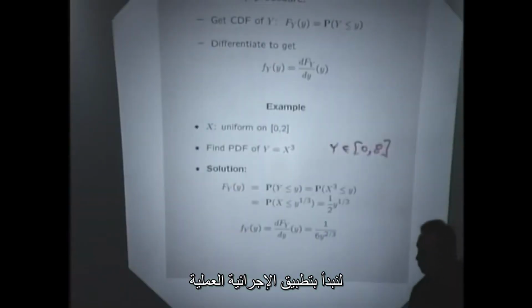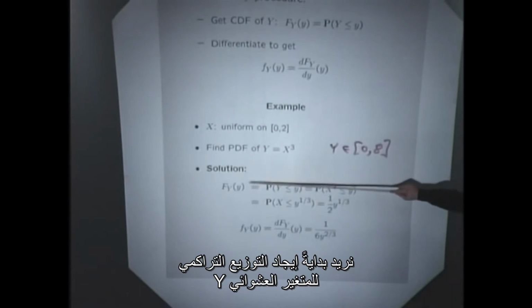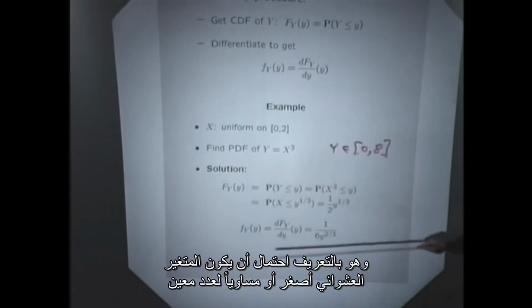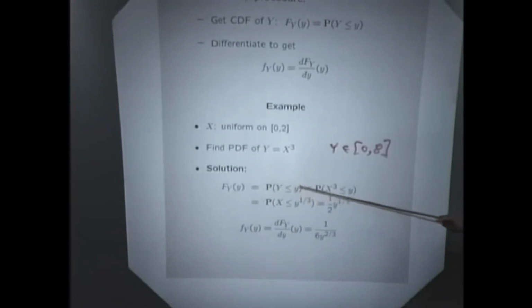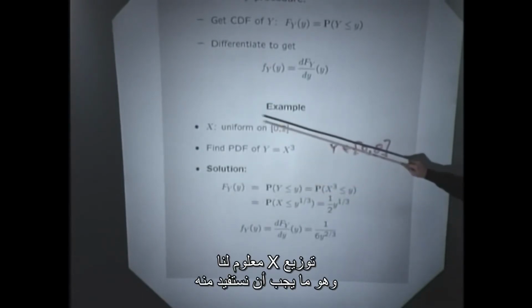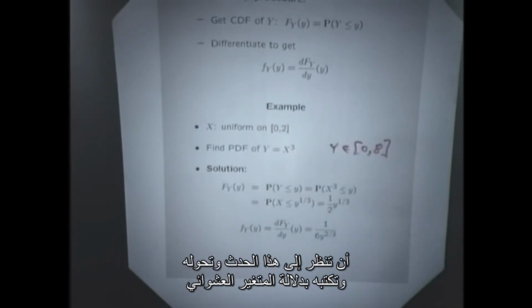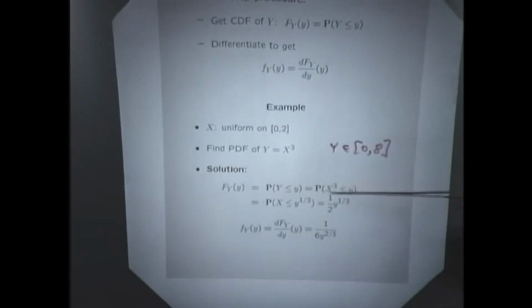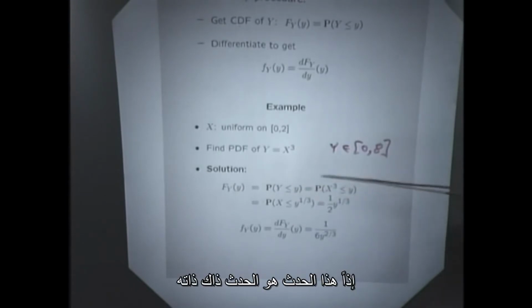So let's start applying the cookbook procedure. We want to find first the cumulative distribution of the random variable y, which by definition is the probability that the random variable is less than or equal to a certain number. That's what we want to find. What we have in our hands is the distribution of x. That's what we need to work with. So the first step is to look at this event and translate it, write it in terms of the random variable about which you have information. So capital Y is x cubed, so this event is the same as that event.